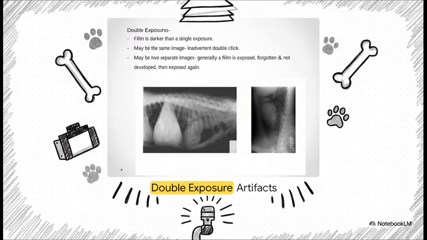Yep, this is a classic double exposure artifact. You can clearly see a canine abdomen superimposed right on top of another, totally separate image. This usually comes down to simple human error, honestly. A film was exposed, forgotten about, not developed, and then inadvertently loaded and exposed a second time with a different patient or body part. The whole shebang results in a film that's way darker than a normal exposure and obviously completely useless for a diagnosis.